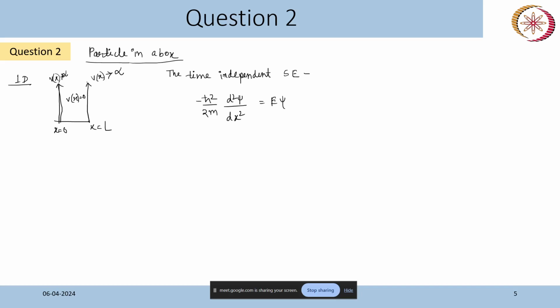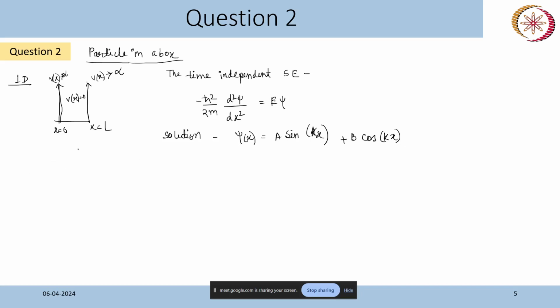Because I'm considering time independent and I'm only considering 1D, that is why I'm taking the derivative like this, not a partial derivative. Now the solution for this kind of differential equation will be in some form of cos and sine. So we will write the psi wave function as a sin kx plus b cos kx. This is the solution for this kind of differential equation we studied in some maths courses, so I am directly giving you the format.